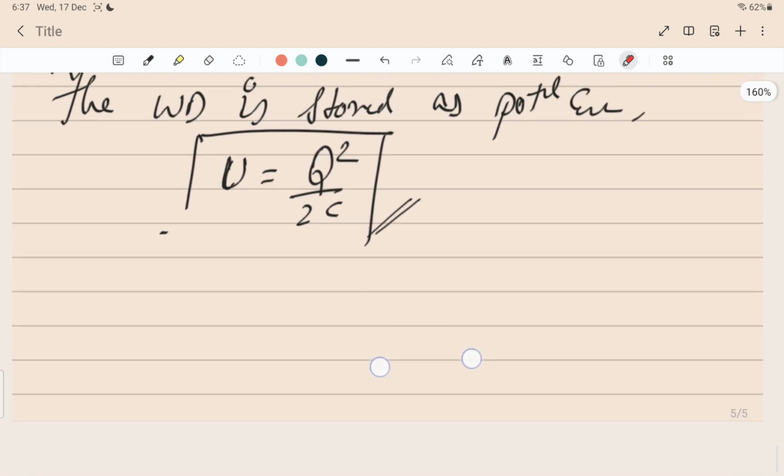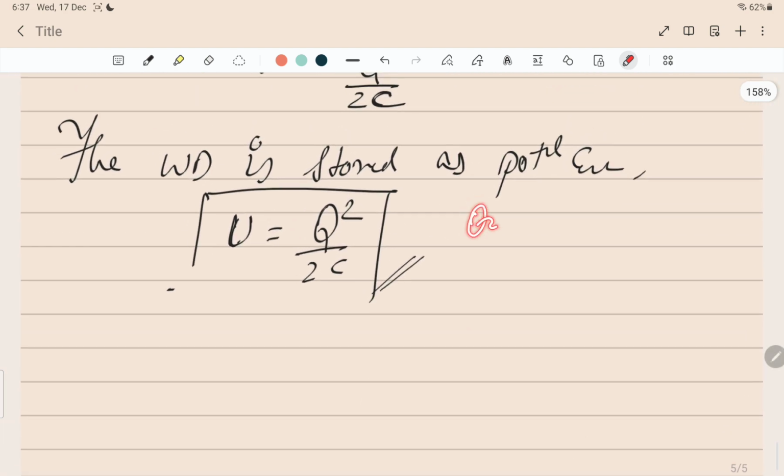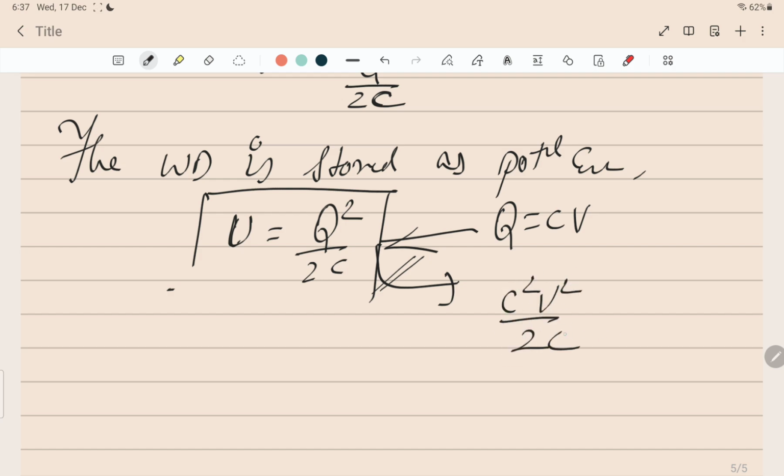Further steps can also be done actually. If you take q is equal to CV, the standard formula, and substitute in this, what do you get? Instead of q you can write C square V square by 2C. C and C get cancelled, you will get half CV square.